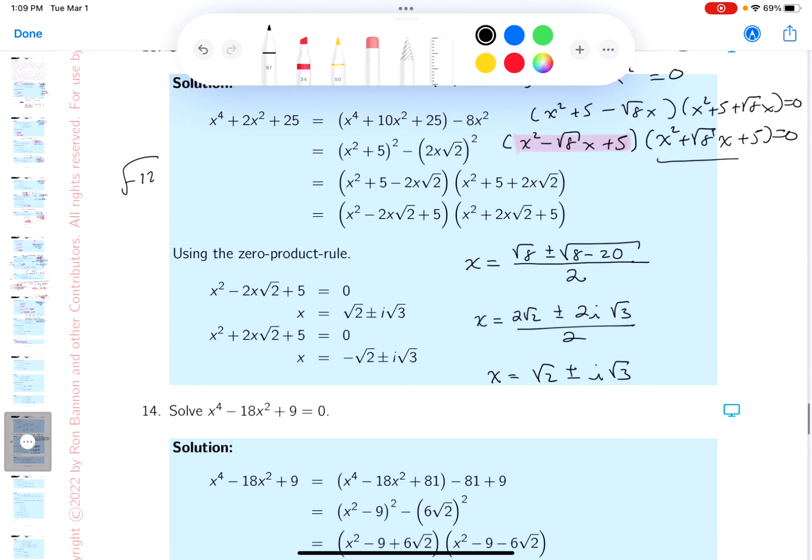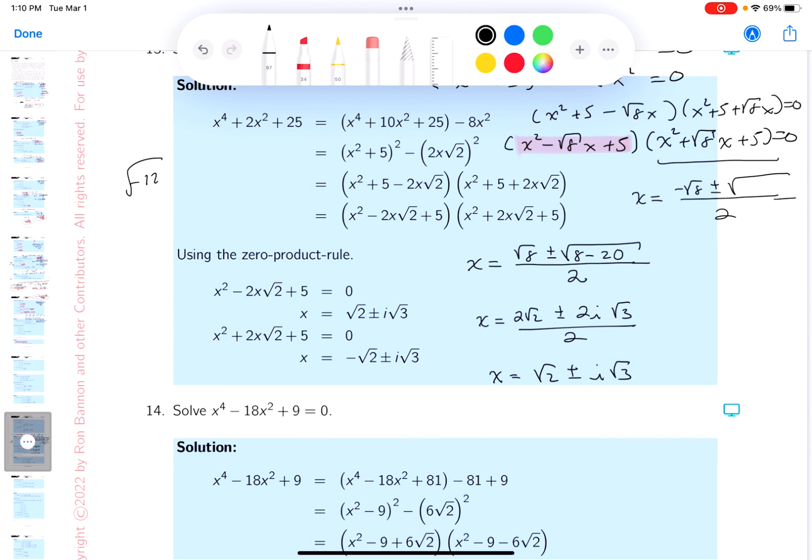And let's do this one now. That's really not going to be that bad. Minus the root of 8, plus or minus, well, let's see, 8 minus 4ac, minus 20. I think you're probably saying deja vu all over again. Minus root 8 is minus 2 root 2. And we just did this before, so plus or minus 2i root 3 over 2. You do your reduction, you're going to get minus root 2 plus or minus i root 3.